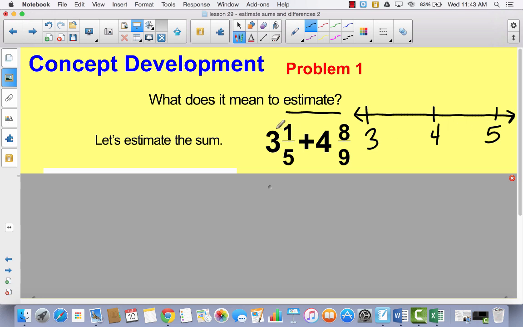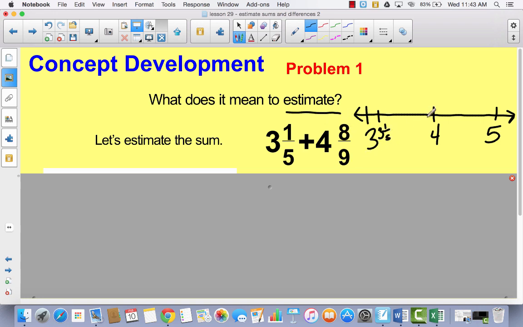So let's start by thinking, where would 3 1/5 come on this number line? Well, it's going to come between 3 and 4. Is it going to be closer to 4, or is it going to be closer to 3? If I divided this into fifths, which I'm not going to, but let's pretend I did, the very first fifth would be 3 1/5. So here's 3 1/5.